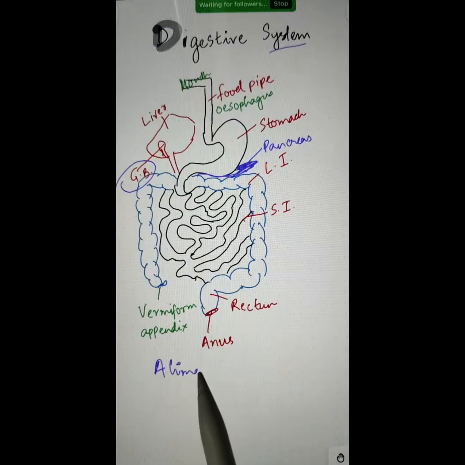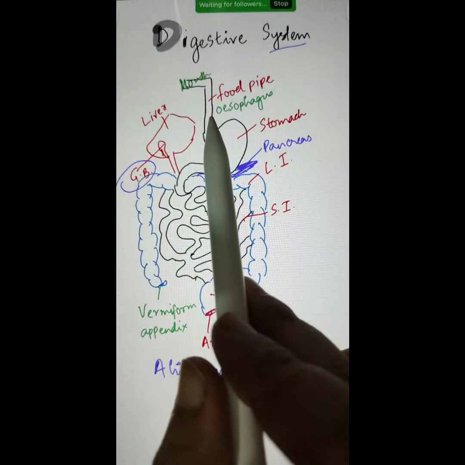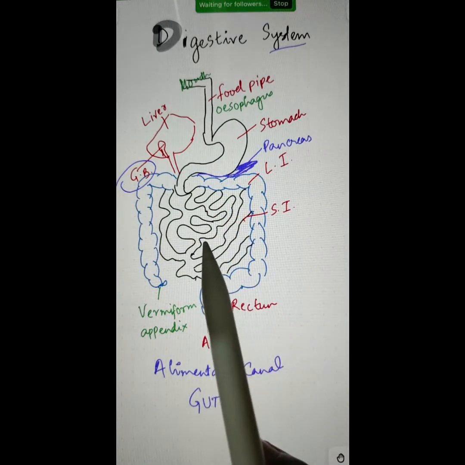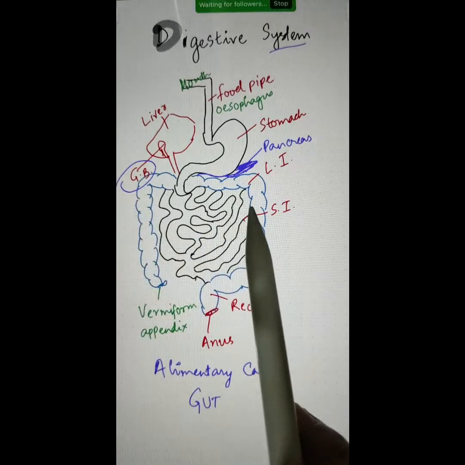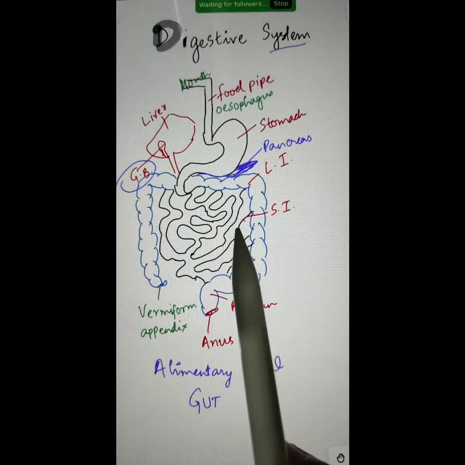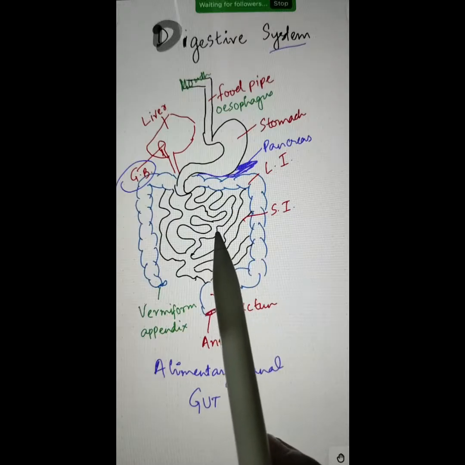Alimentary canal. There is one more substitute name of alimentary canal, which is GUT, gut. So you should know all these terms. Mouth leads into esophagus, esophagus leads into stomach, stomach leads into small intestine, and small intestine is surrounded by large intestine. Why is the large intestine known as large? Because the circumference, the diameter, is large.